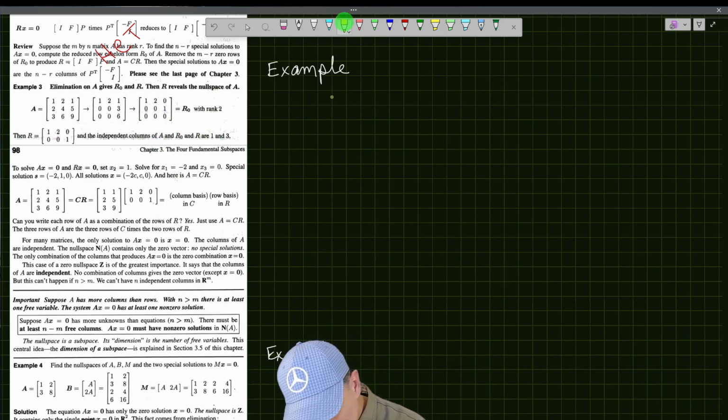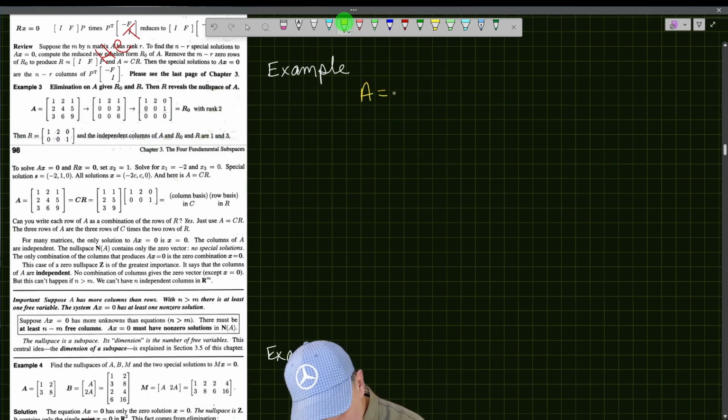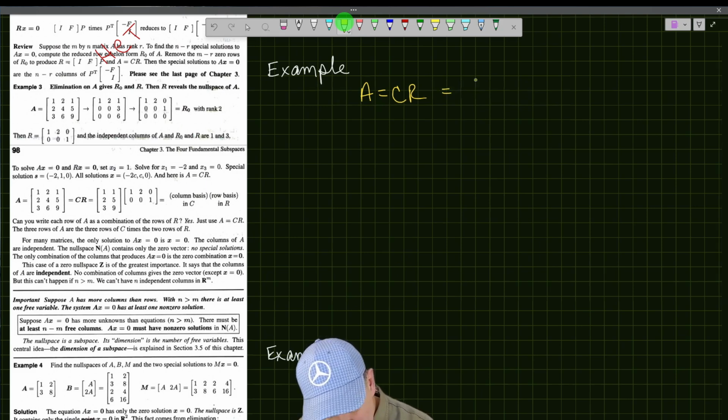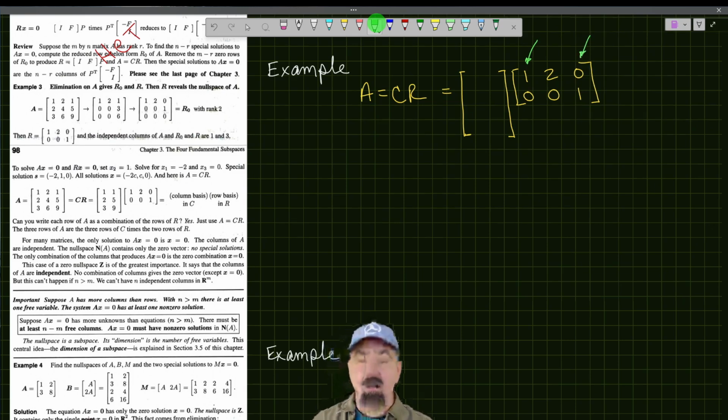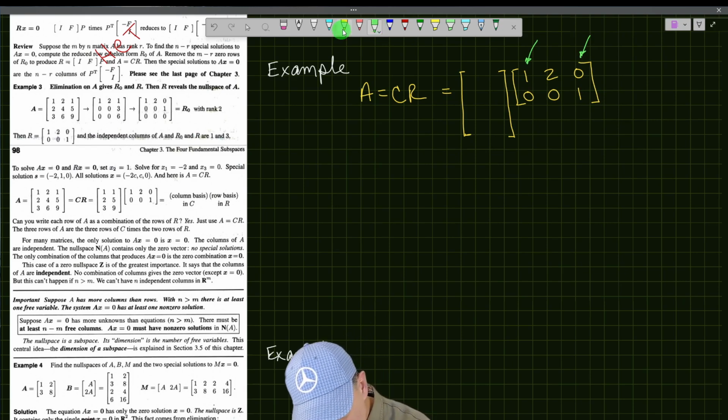So first things first, let's use this example, and we're going to have A is equal to CR. And that's equal to, we're going to have some C matrix. And then the R matrix has already been given to us. I'll just write it down, 1, 2, 0, 0, 0, 1. We can tell from the R matrix that we have a set of two linearly independent columns, and those are the first and third columns of A. So the first and third columns of A are 1, 2, 3, and 1, 5, 9.